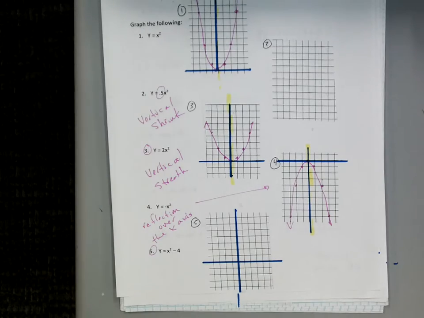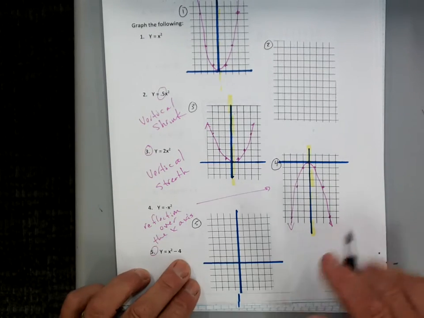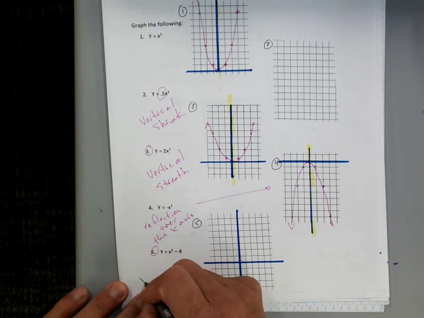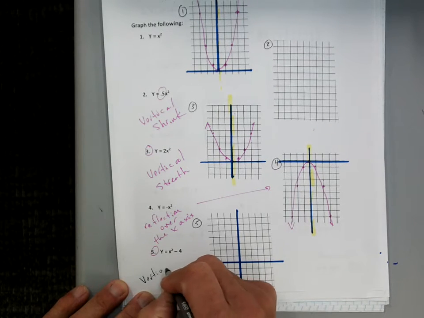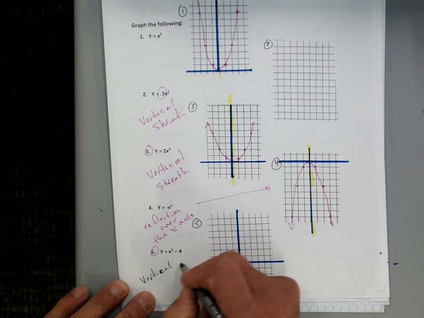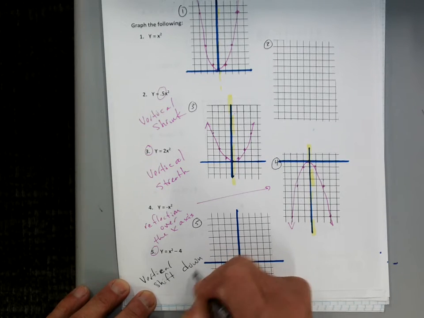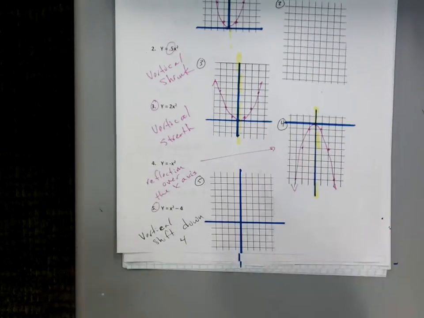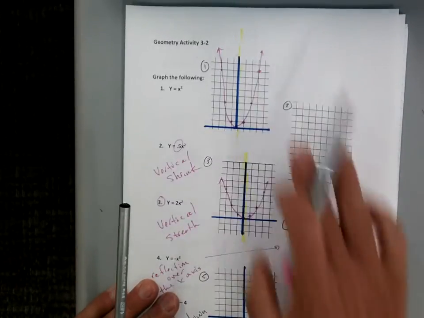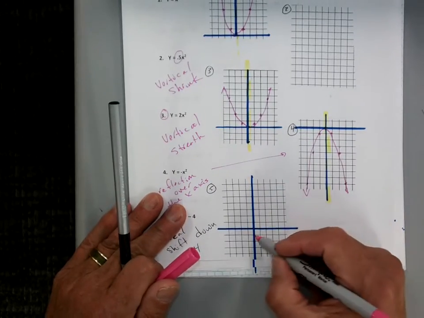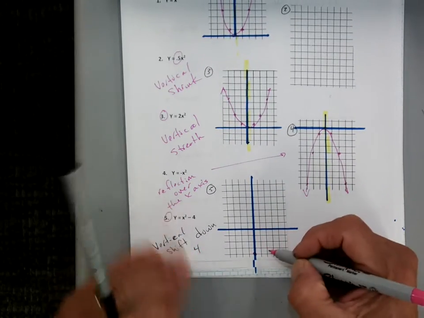So let's take this whole entire parent function, and I'm going to do a translation, so we're going to do a vertical shift down 4. Okay, I'm going to do that. So again, take my parent function, this one right here, and bring it down 4. So 1, 2, 3, 4, and the exact same shape.